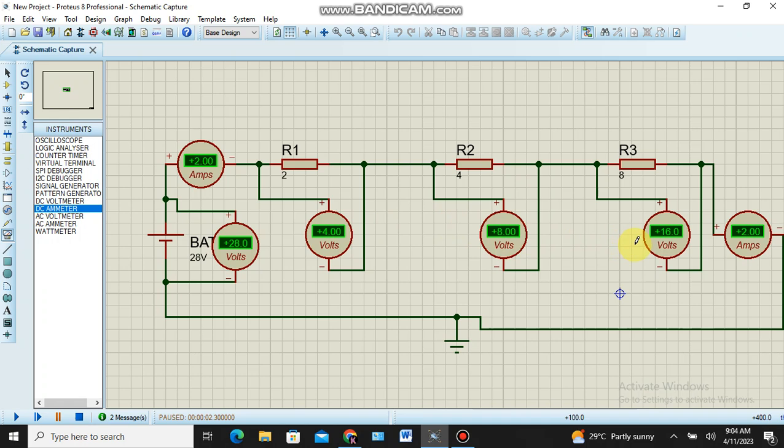Okay, so this is a simple DC series circuit. Here we can verify the characteristics of the series circuit. In a series circuit, the current will be the same, and the sum of the voltage across each element will be equal to the total voltage.